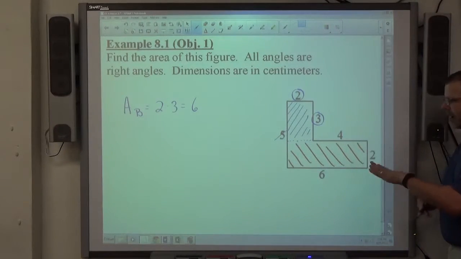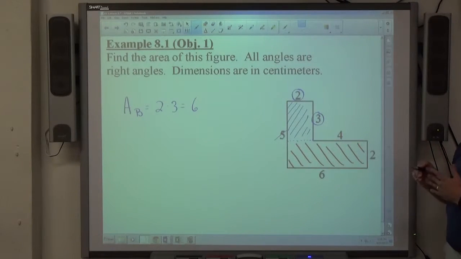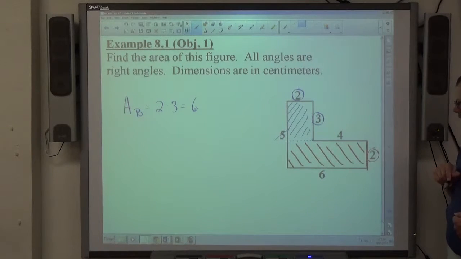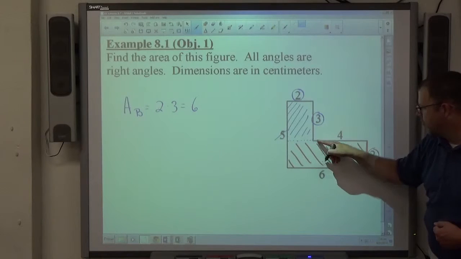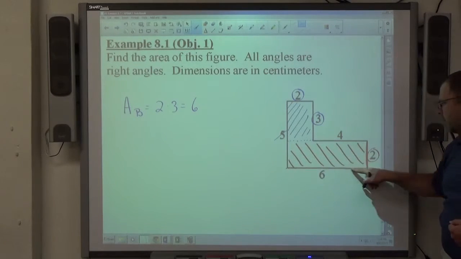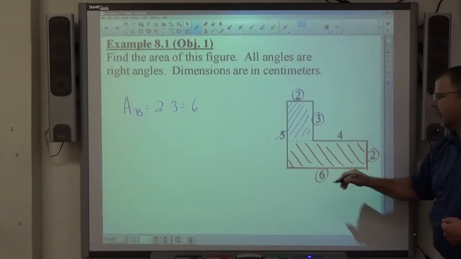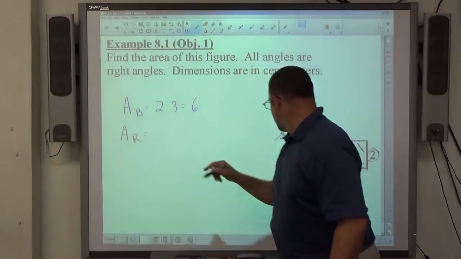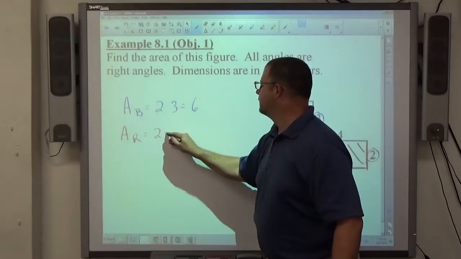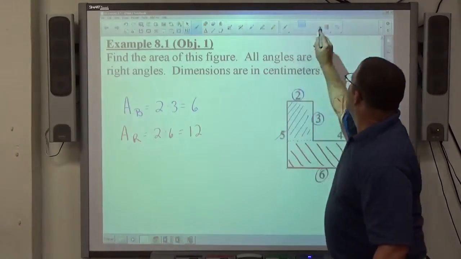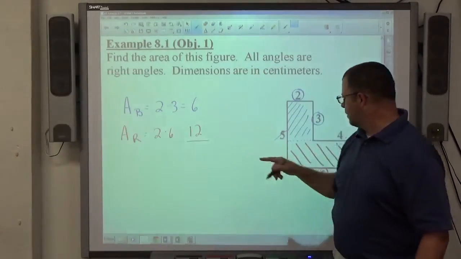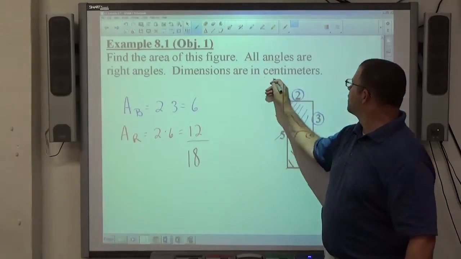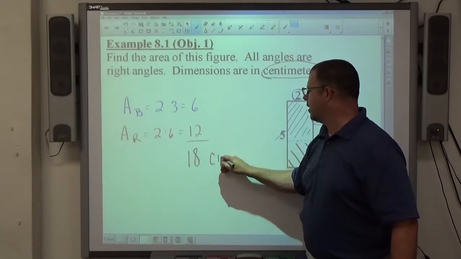And then looking at the red rectangle, again, looking at the length of the entire sides, 2 is the width here, right? What's the length? 6. Period, 6. This is only part of it. This is all of it. So you need to make sure you get the entire length, not just part of the length. So the area of the red rectangle is going to be 6 times 2, which is 12. And then the area of the entire figure is simply the sum of the two areas. 6 plus 12 is 18. It says dimensions are in centimeters, so it's going to be centimeters squared.